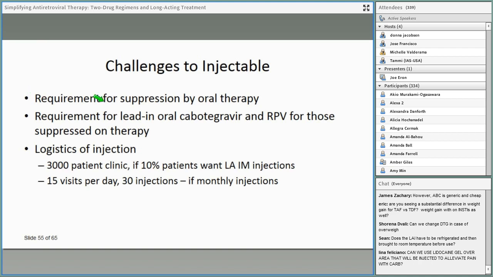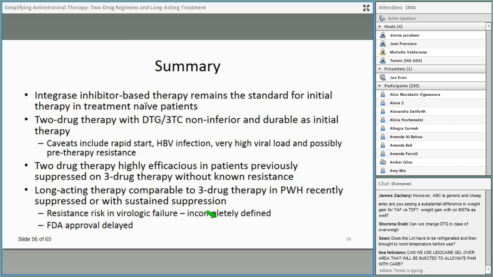A couple other challenges. Well, you have to be suppressed, at least that's what the package insert is going to say. And some of our patients who we'd like to use this in, maybe people who come to clinic but can never get their medicines right, if you can't get them suppressed, at least it won't be recommended. There is that lead-in oral cabotegravir and rilpivirine, so that's an issue. And then there's logistics, right? If you have a big clinic and 10% of people want injectables, well, that's 15 visits per day and 30 injections if it's a monthly injectable. So there are challenges.